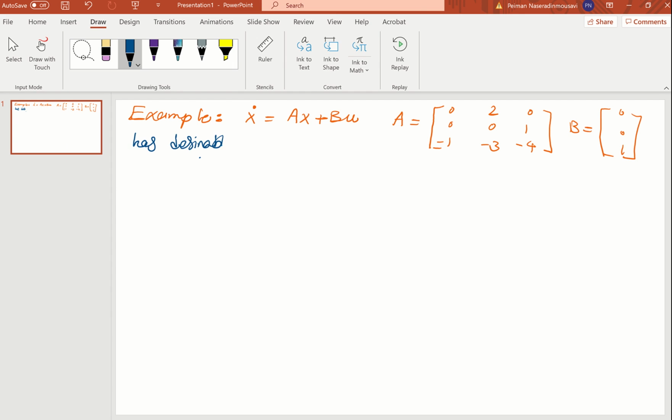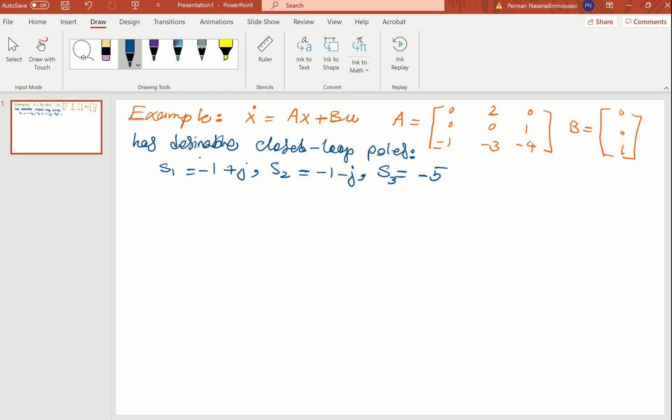desirable closed loop poles, or the eigenvalues of the system, S1 is -1 plus j, a pair of complex conjugate poles. And as I discussed in the previous class, because we want to have an underdamped system, like your car suspension system that has underdamped behavior, as I taught in the vibration and graduate control courses.